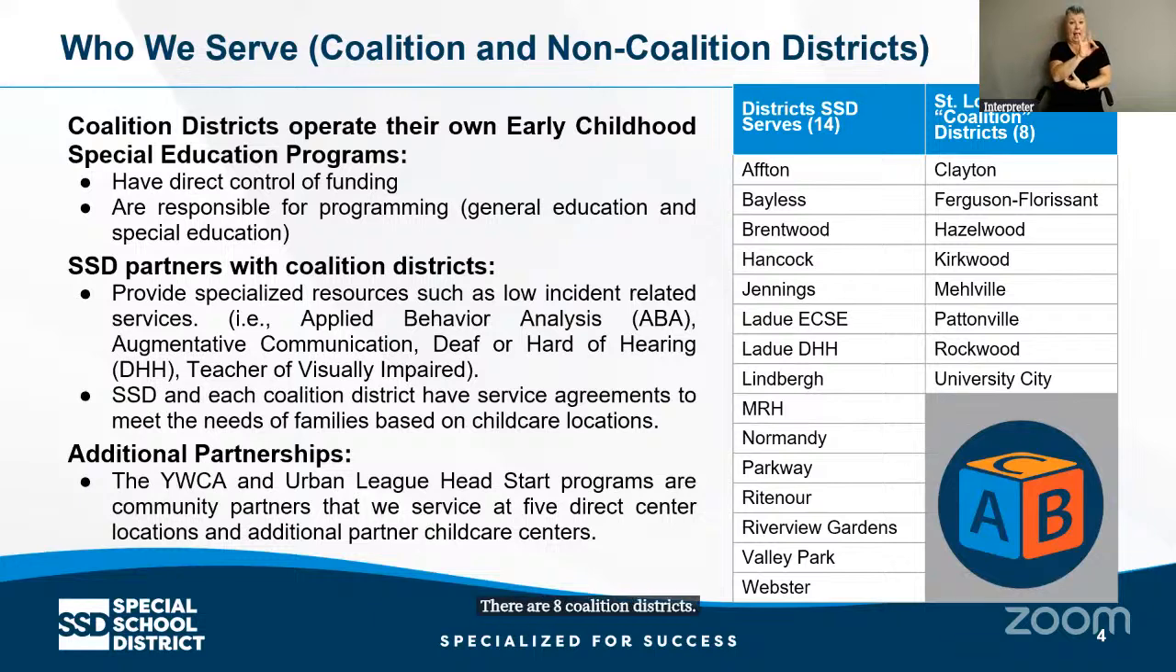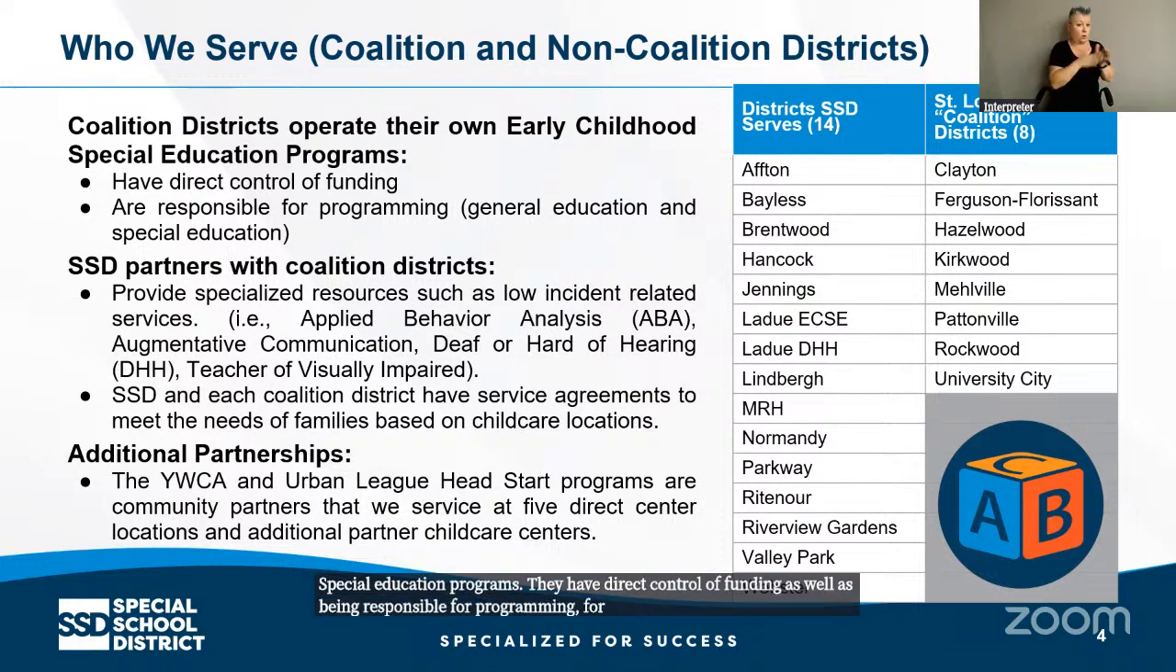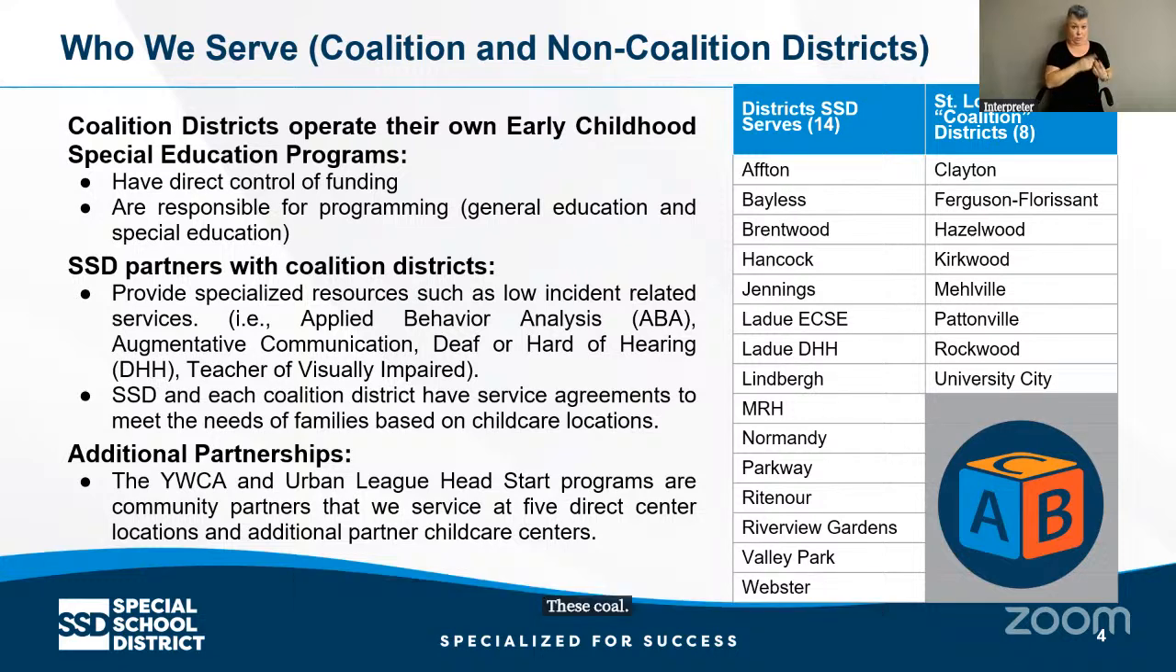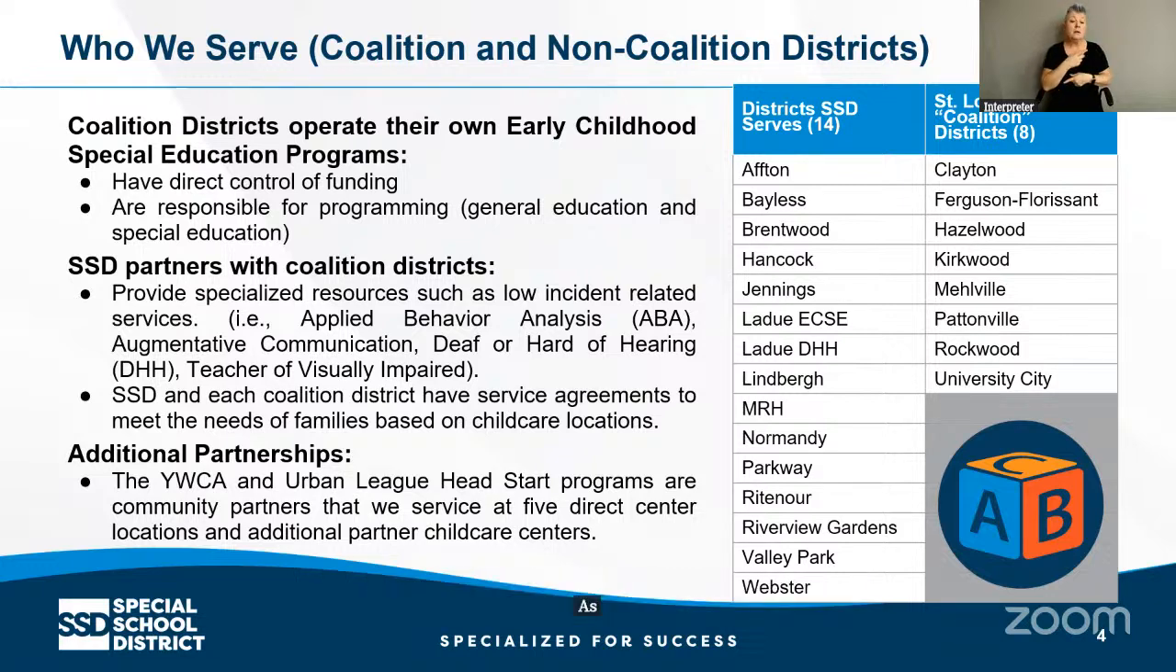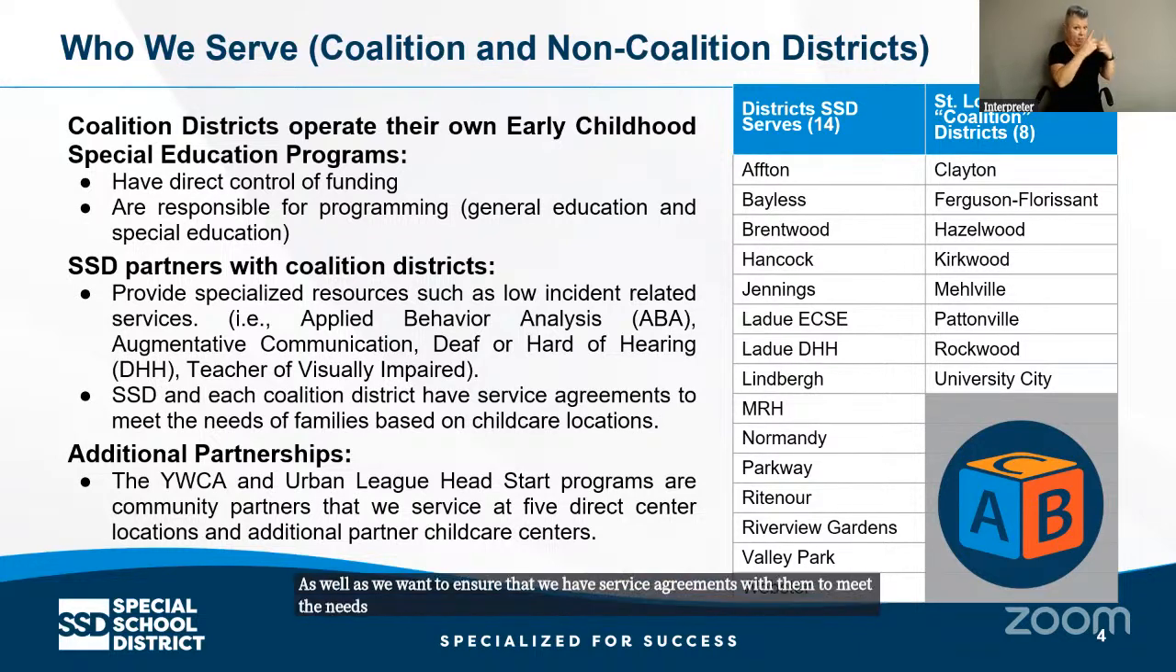These districts provide and operate their own early childhood special education programs. They have direct control of funding, as well as being responsible for programming for both general education as well as special education. These coalition districts are provided with support from special school districts in the area of low incidence services, and some of those have been listed there for your review. As well as we want to ensure that we have service agreements with them to meet the needs of families based on child care locations.